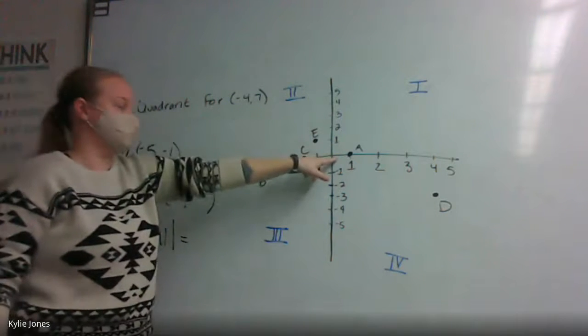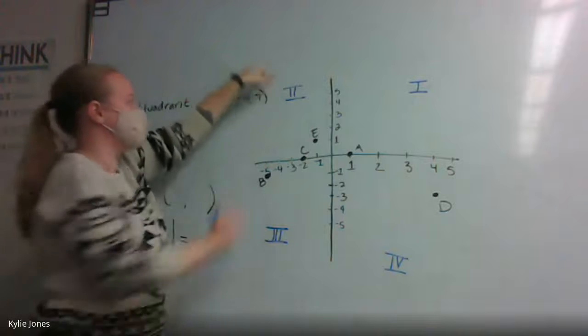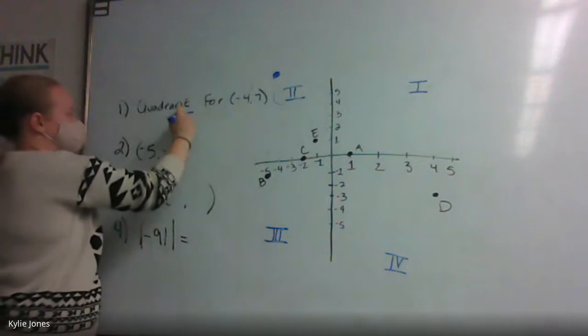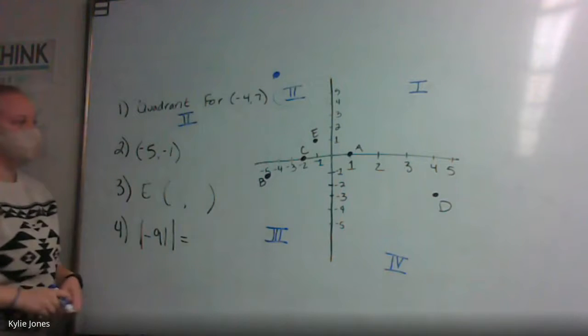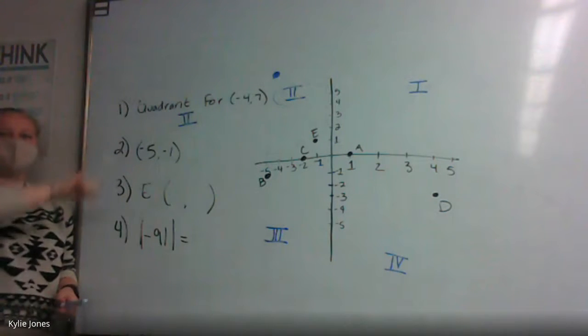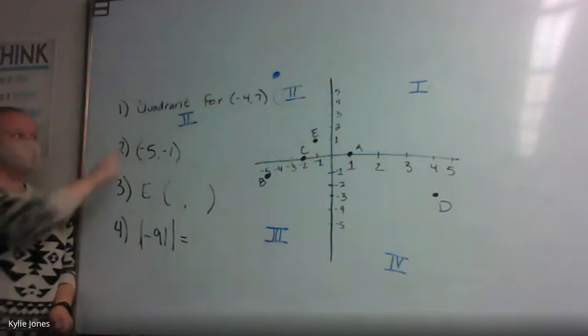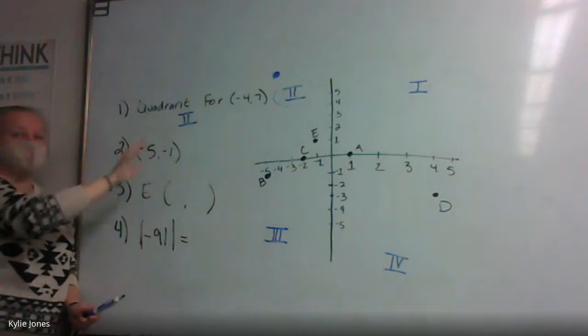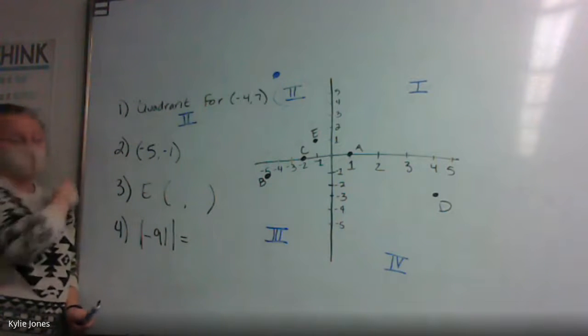Quadrant 2. So you start at 0, 0, you go backwards 4, up 7, it's somewhere up here. That means it's in quadrant 2. How'd you guys do on that one? Pretty good. This question is going to be asked a lot this week, so keep in mind what quadrant is where and how you find that, okay?